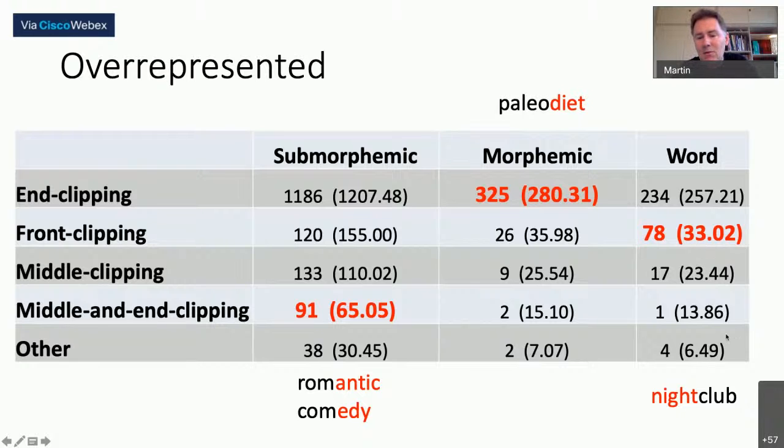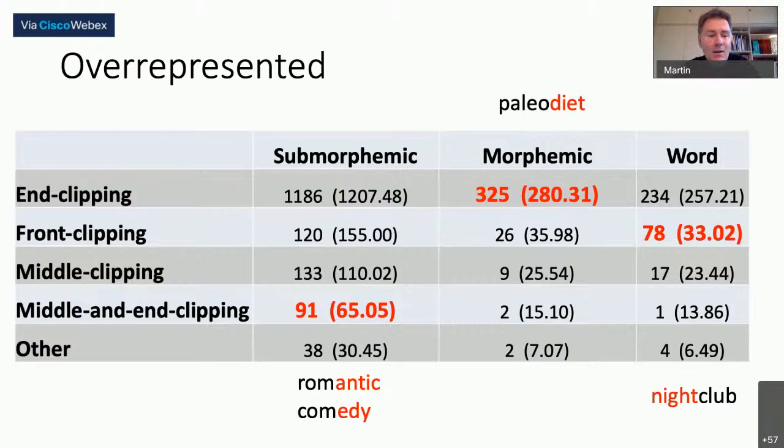And this is often the case, for example, for compounds that are clipped so that the modifier is clipped off. So instead of going to the nightclub, you say that I'm going to the club. And again, this is fully in line with recoverability, since the head of a compound, club in this case, signifies the kind of thing that the compound refers to. So it's easy to figure out what the short word refers to.